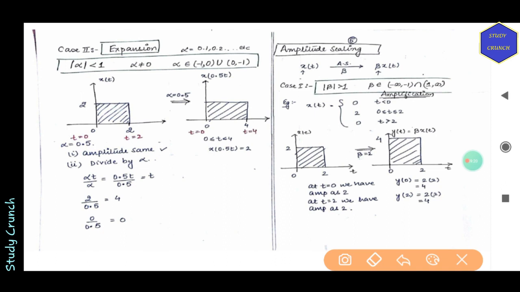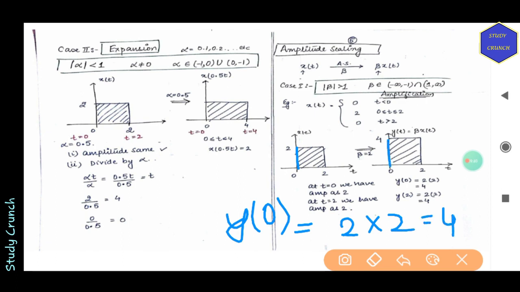So for amplitude amplification we have t is equal to 0, amplitude is 2, so if we put beta is equal to 2, then it will be 2 into 2, which will give us 4, so amplitude becomes 4. Similarly at t is equal to 2, it will be 2 into 2, which will give us 4, so we have amplitude of 4.